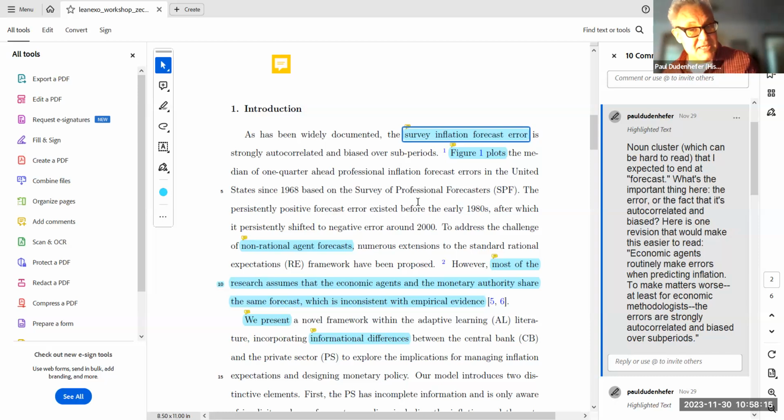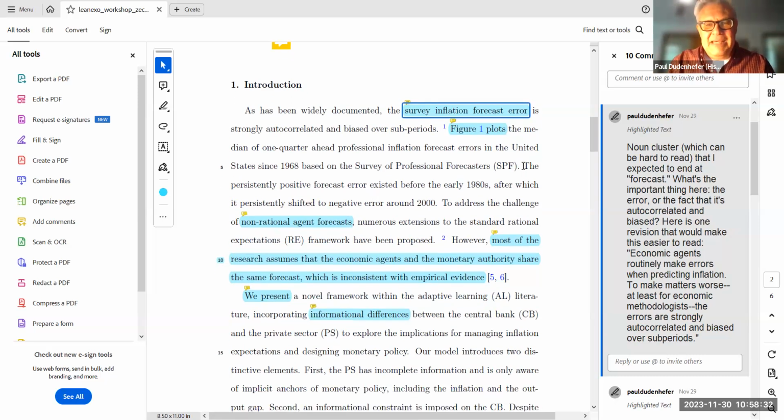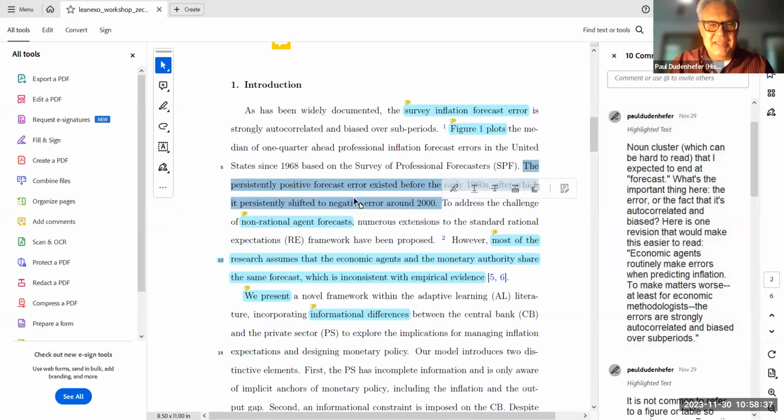I mean, that's the first thing I did. When I read figure 1, I immediately went to the figure without even thinking. So you immediately took me away from the narrative to this figure. I'm looking at the figure and I say, okay, then I come back to the paper. Let me ask you this. This sentence here that I just highlighted: the persistently positive forecast error existed before the early 1980s, after which it persistently shifted to negative error around 2000. Is that what the figure is showing?